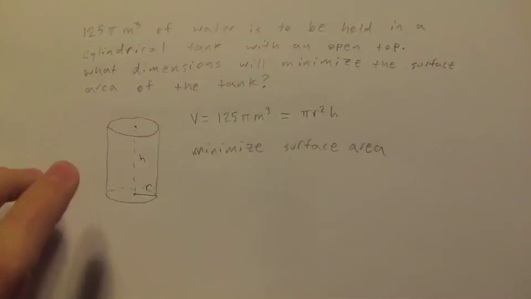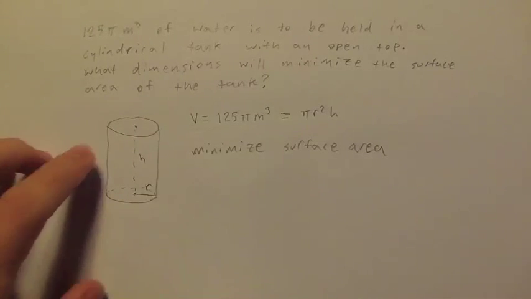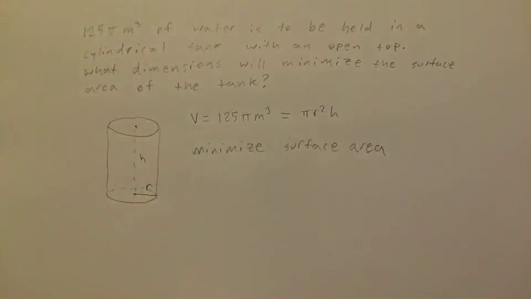And that's exactly what this problem is saying. Say we have a can, and this is specifically a tank. We want to minimize the materials of that tank, and doing that is basically a surface area problem.